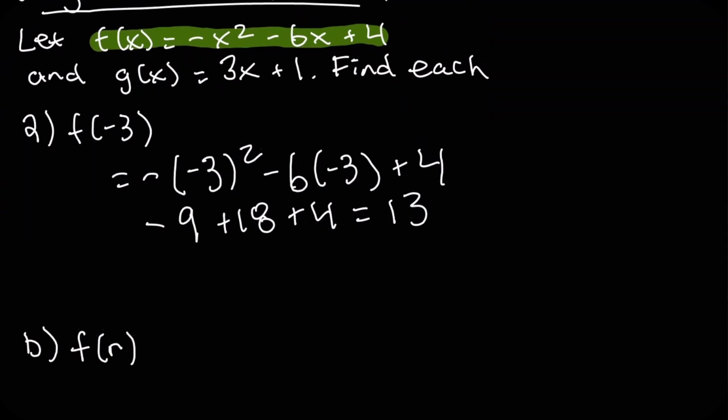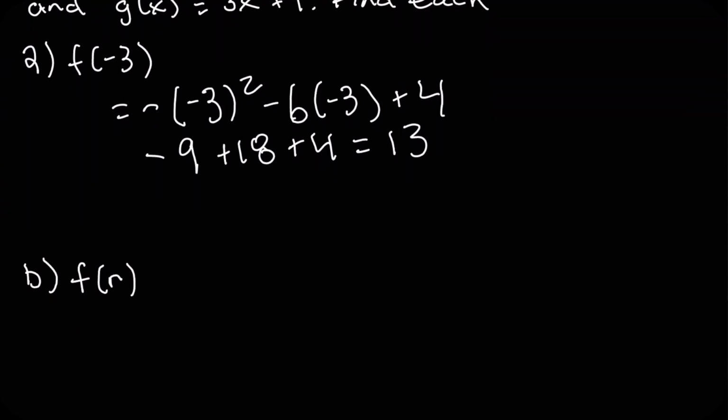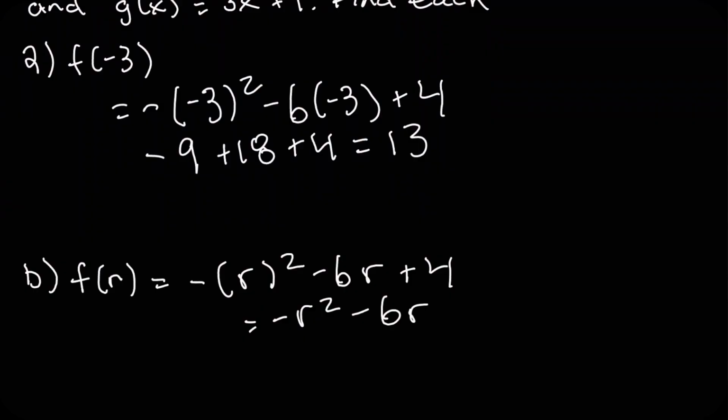Again, we'll use that f of x equation, but now we're plugging in r. So this will give us a negative and then an r squared minus 6r plus 4. And this is going to be equal to -r squared minus 6r plus 4.